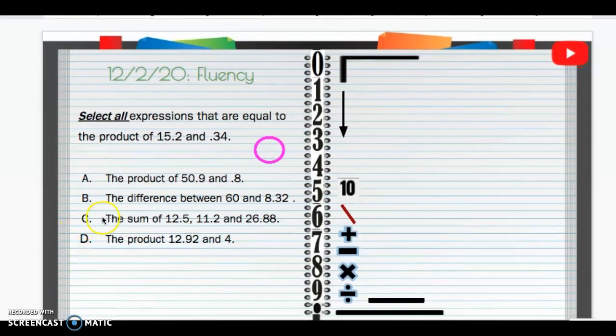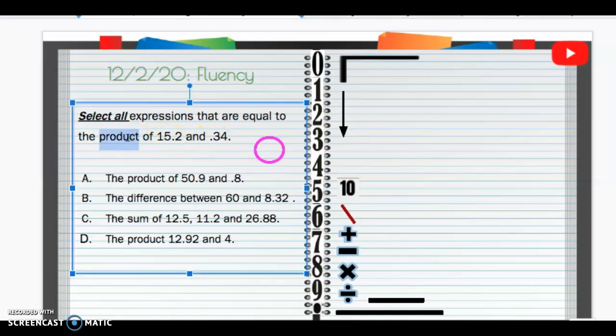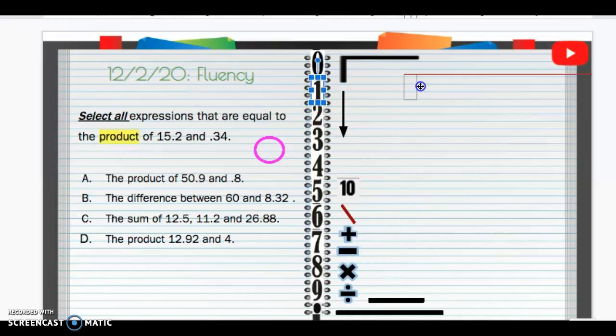Alright, so for fluency today, it says that you need to select all expressions that are equal to the product of 15 and 2/10 and 34 hundredths. So you have the word product here, and we know that the word product means to multiply. So we need to first figure out all the expressions that are equal to this. We have to first figure out what 15.2 times 0.34 equals. So we're going to start off by multiplying this out.